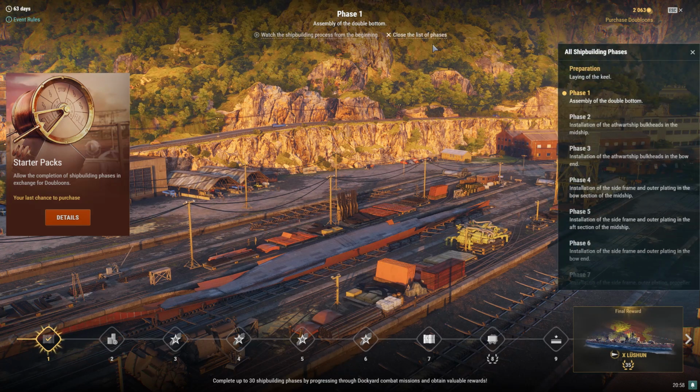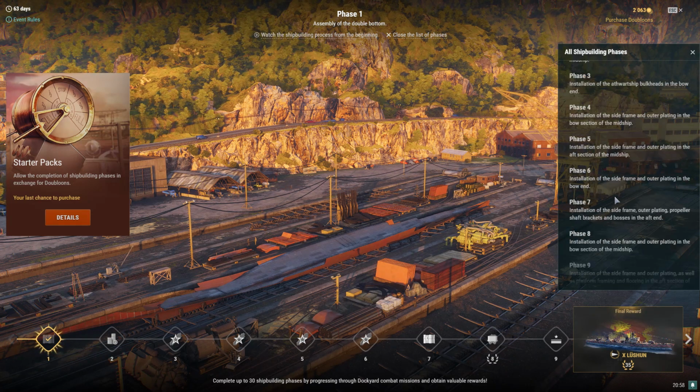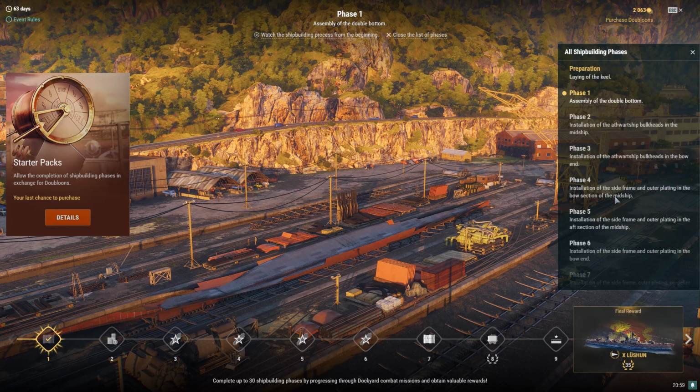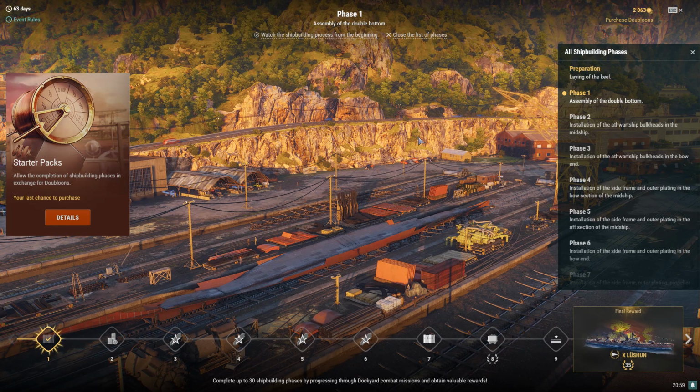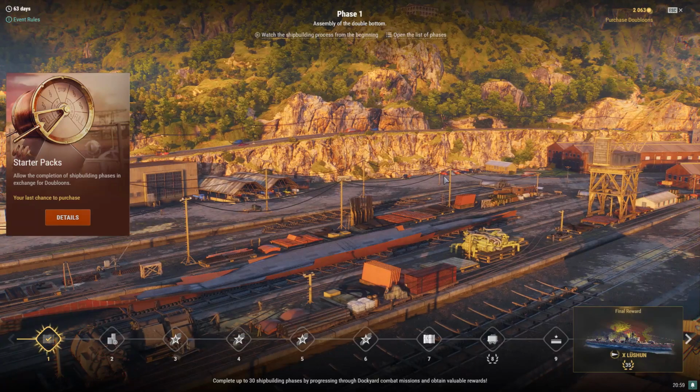Probably the list of the phases you can access here, if you want to follow along with the installation process of the different parts of the ship that will be coming together. I need to make a note, this is on my EU server account because I've already progressed on the NA server, so I felt it would be best to give you fresh eyes looking at this and checking out the starter packs as well, which we'll do shortly. Pretty straightforward, and you can even watch the shipbuilding process from the beginning if you like.